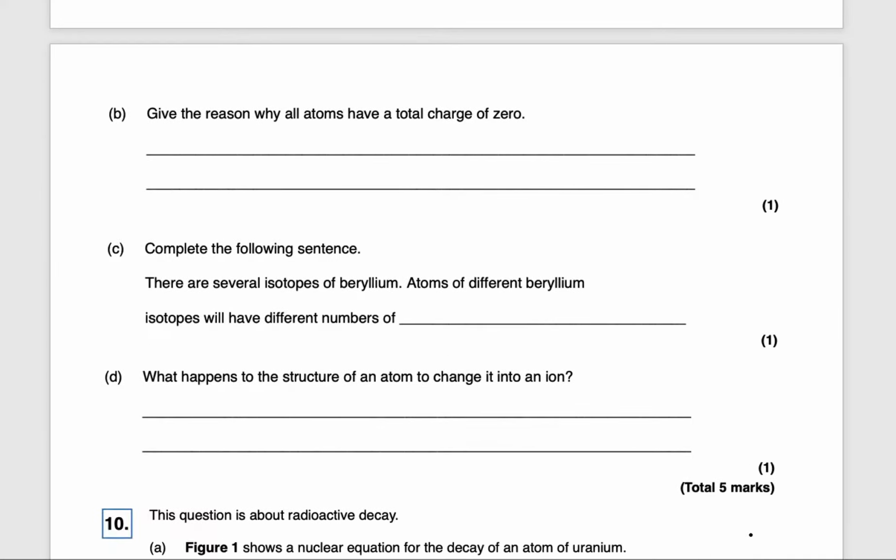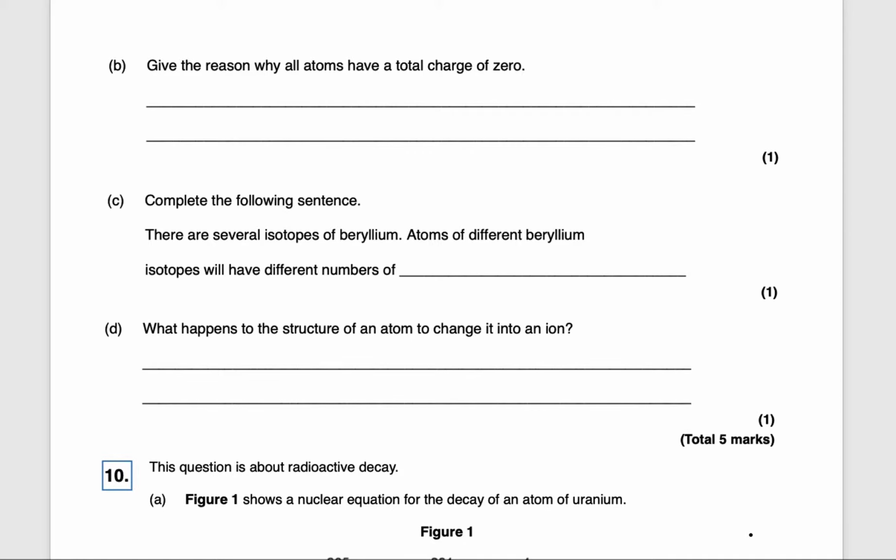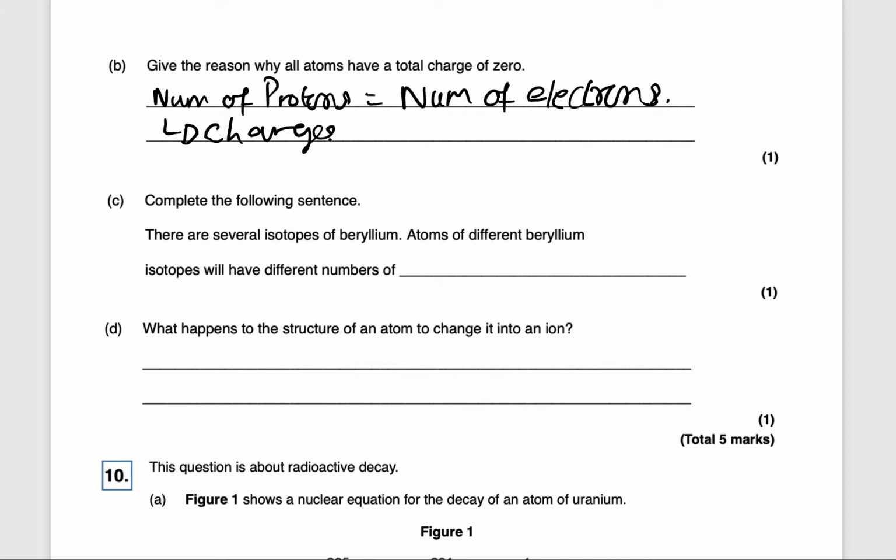Next question. Give one reason why all atoms have a total charge of 0. And the reason for this is that the number of protons is equal to the number of electrons, and so the charges cancel out. So the charges cancel out, and that's why atoms are neutral. 1 mark there.